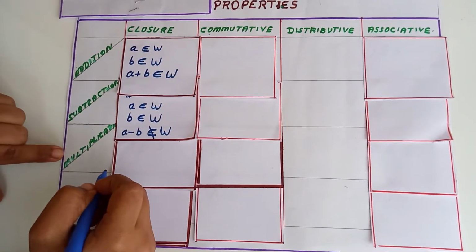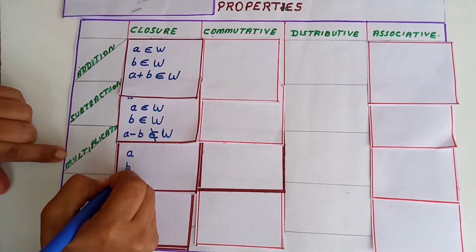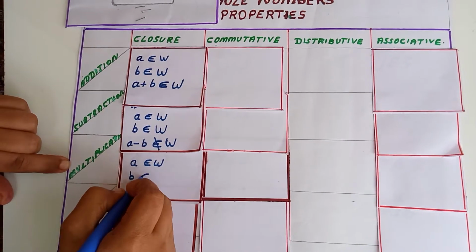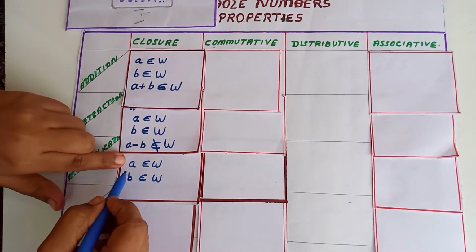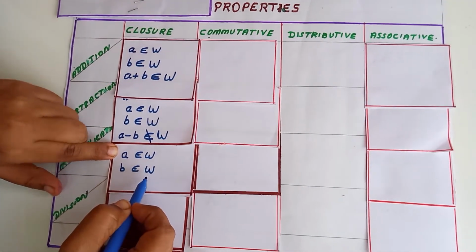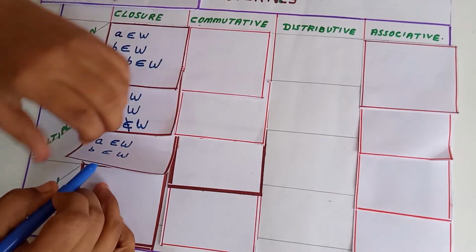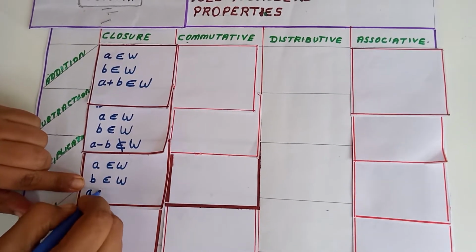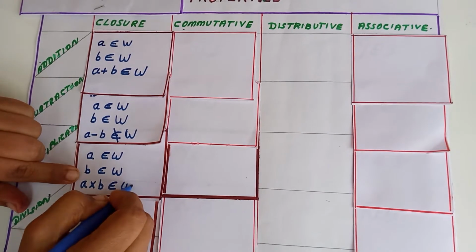What about multiplication? Just take two variables, A and B. A belongs to W and B also belongs to W. If we are getting A into B belongs to W, we can say that it is satisfying. We got the answer here previously as yes. That means A into B belongs to W.